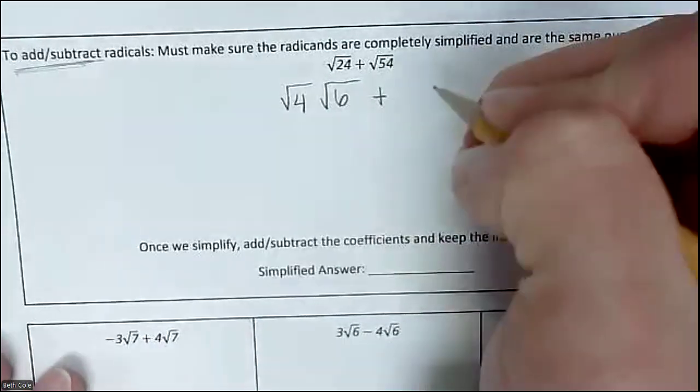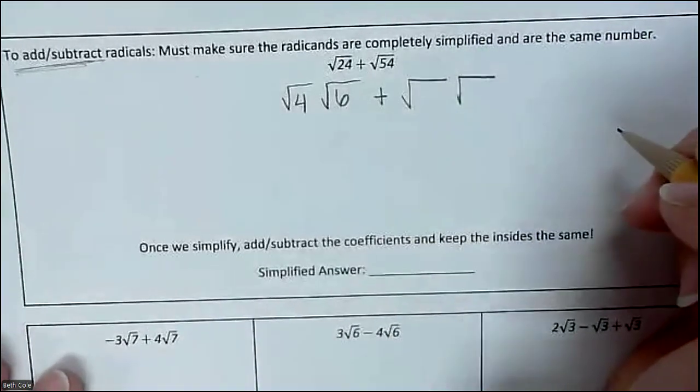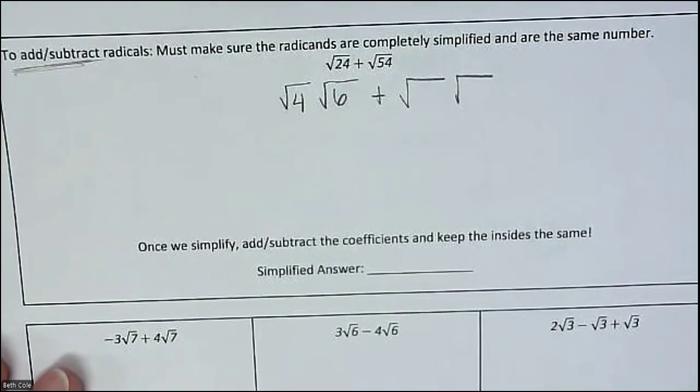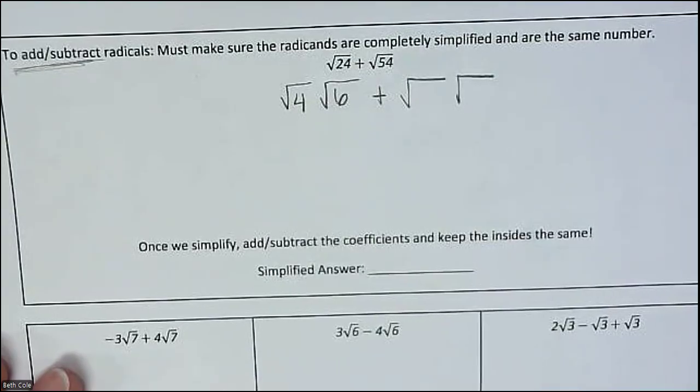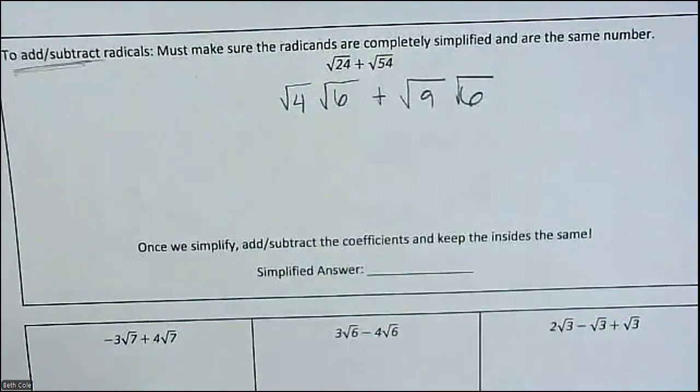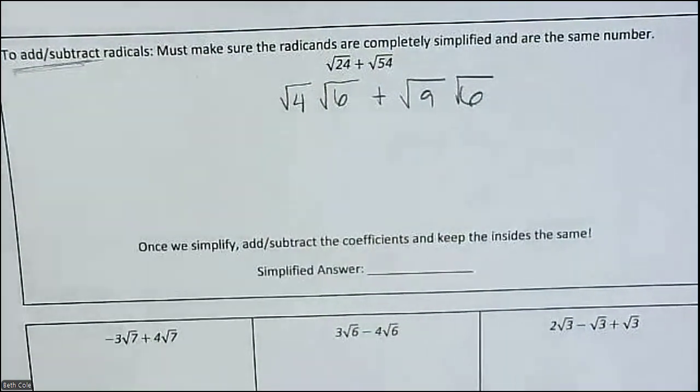Plus, now we're going to do the exact same thing with 54. I need numbers that multiply together to be 54, but one of them has to come from that squares list. 9 and 6. We did that one on the other side of the paper, guys.